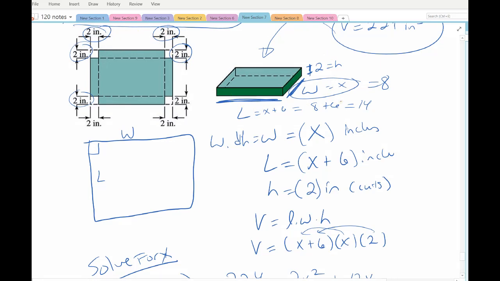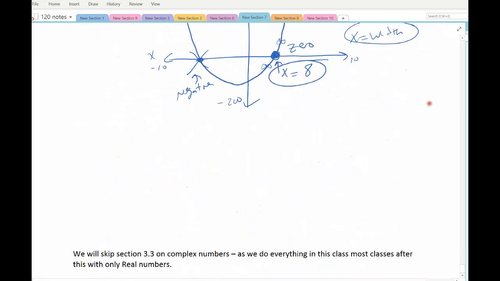But remember, in order to get that box, I had to cut 2 inches on both sides with the length and both sides with the width. And so altogether, we cut 4 inches off, right? We cut 2 inches here, 2 inches here, so we cut off 4 inches. And so the width of the original cardboard piece has to be 4 inches bigger, so the width was 8 plus 4, so 12 inches. And the length has to be 14 plus 4 inches, so 18 inches. And so the answer is the cardboard has to be 18 inches by 12 inches. All right, that's my final answer.